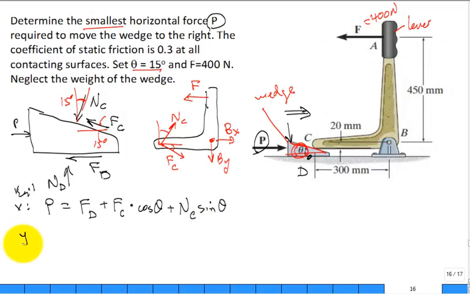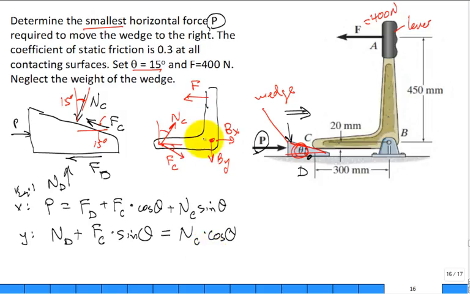All right, how about for the Y? Coming up, we have N sub D. We have F of C times the sine of theta. And going down, we have N sub C times the cosine of theta.